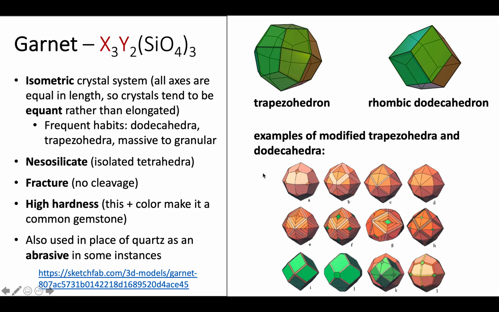You can also get massive garnet, or if you have very small garnets that have weathered a bunch on the outside, they can tend to granular habits as well.